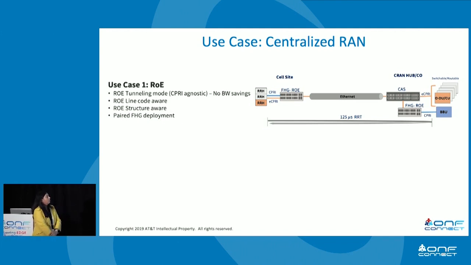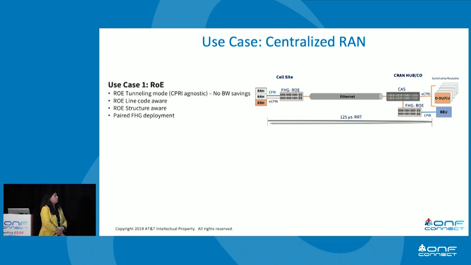Going into the radio over Ethernet, we have 3 modes that are specified in the standards. The first one is the tunneling mode, which is pretty much CPRI agnostic. You encapsulate the CPRI streams as Ethernet packets. Here, we don't see any bandwidth savings. In fact, you will probably have a little bit of an overhead.